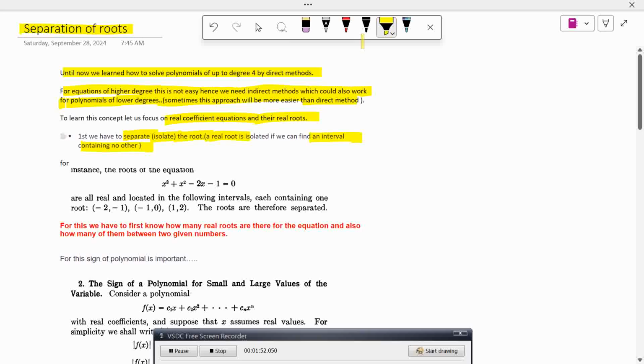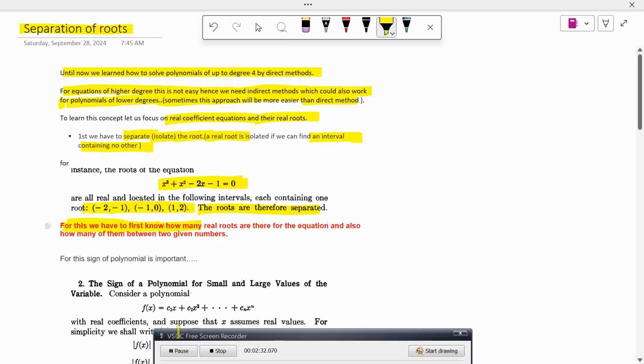Okay, so now for example, if you consider this equation, each interval will contain one root, so they are separated. Okay, so how to isolate that root?